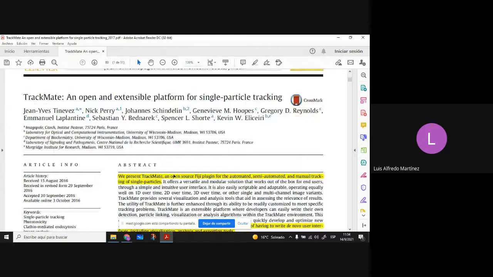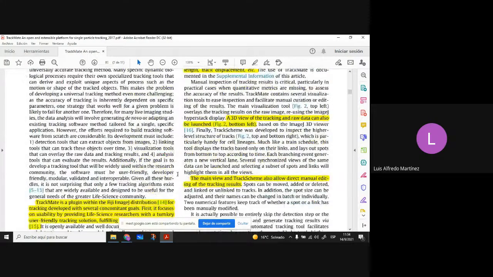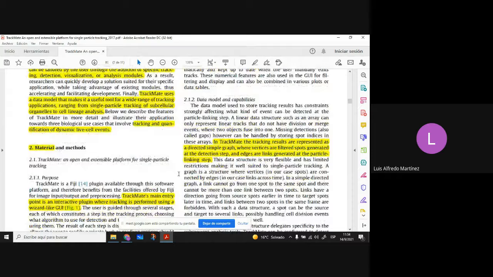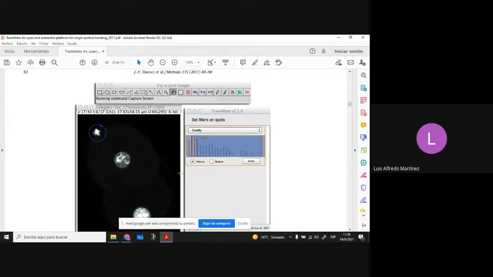TrackMate has been designed for maximal flexibility. The capability of TrackMate can be tailored by the user through the addition of specific tracking, detection, visualization, and analysis modules. In Figure 1, TrackMate's main entry point is an interactive plugin where tracking is performed using a wizard-like view.